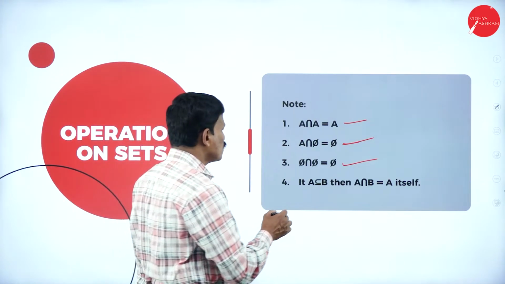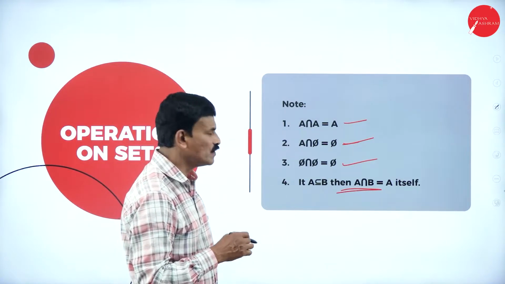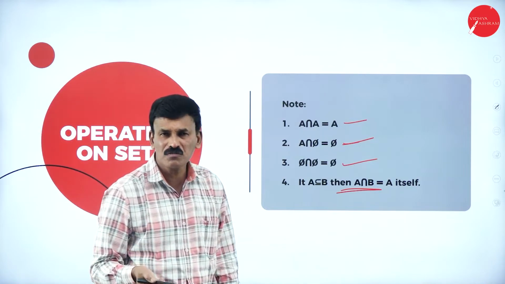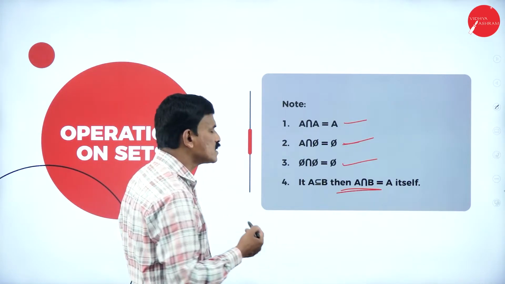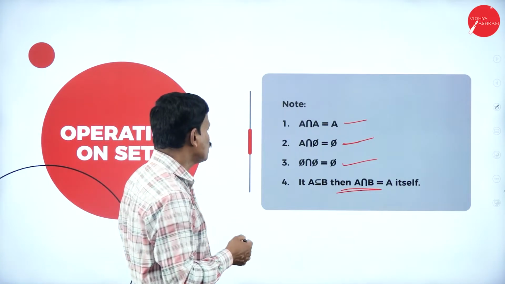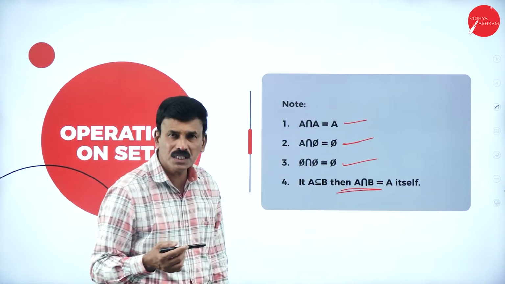So, if A is a subset of B, then A intersection B is equal to A itself. If A is a proper subset of B, all the elements of A must be elements of B, so then A intersection B is A itself. In case of a proper subset, if A is a proper subset of B, then A intersection B is equal to A itself.